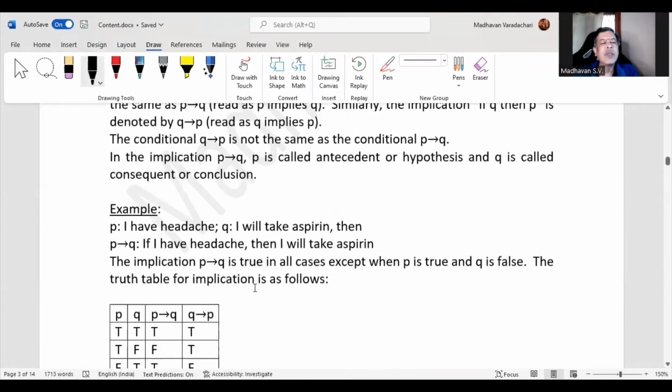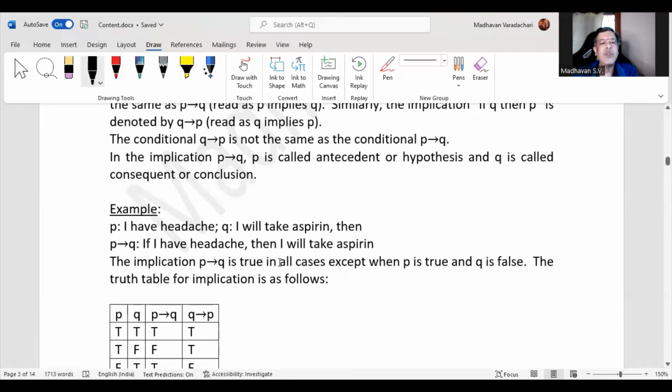An example, let statement P be, I have headache. Statement Q be, I will take aspirin. Then P implies Q will be, if I have headache, then I will take aspirin. The implication P implies Q is true in all cases except when P is true and Q is false. Only in that case it will be false, otherwise it will be true only.